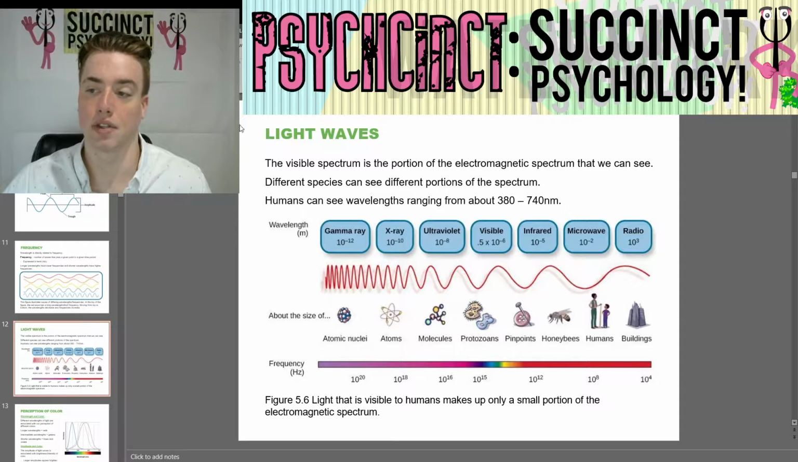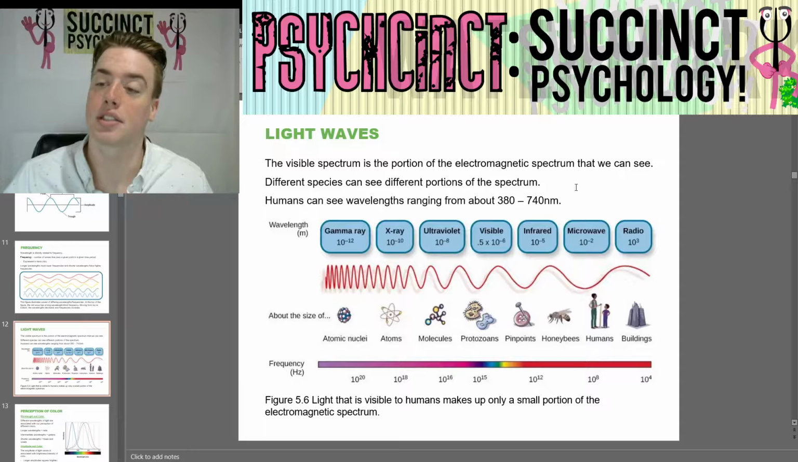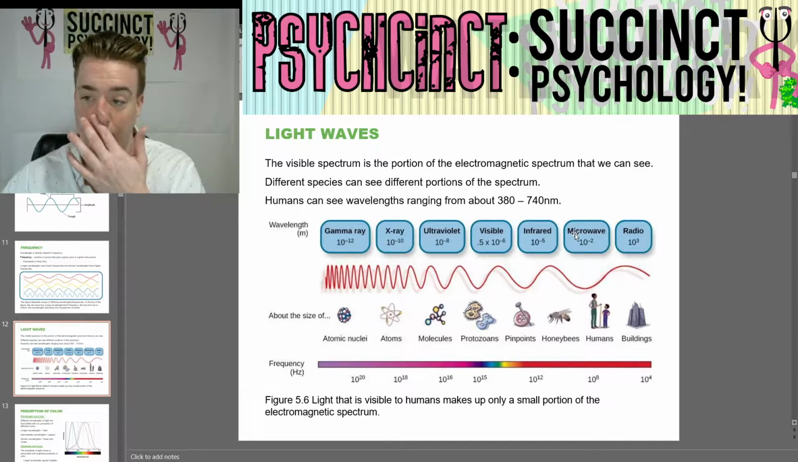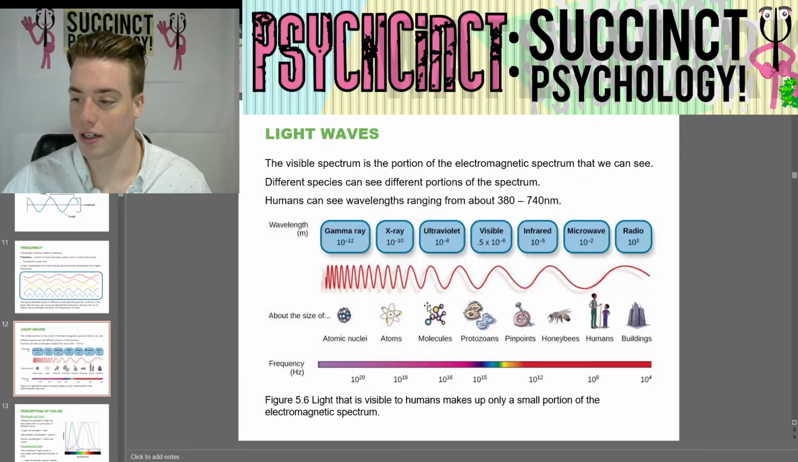Now, light waves. The visible spectrum is the portion of the electromagnetic spectrum that we can see. Different species can see different portions of the spectrum. Humans can see wavelengths ranging from about 380 to 740 nm. See here, a nice graph of wavelength and frequency that tells you about the size.